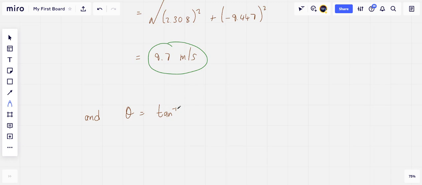And she enters the water at an angle theta, where theta is the arctan of the final component of velocity, Vy, which is minus 9.447, over Vx, which is 2.308, which gives us the angle of minus 76 degrees, which is below the horizontal.